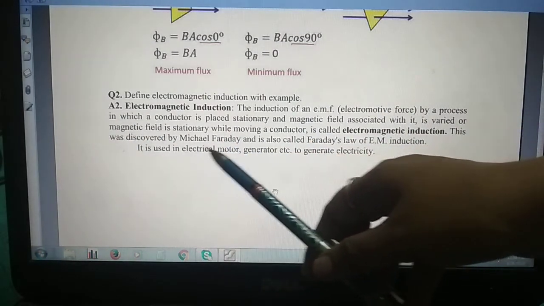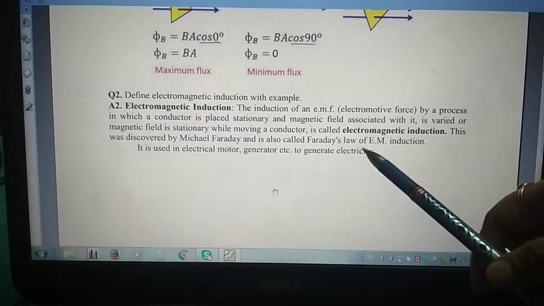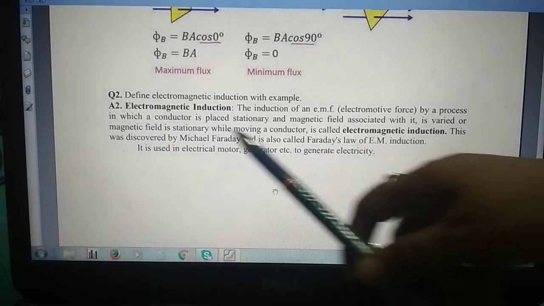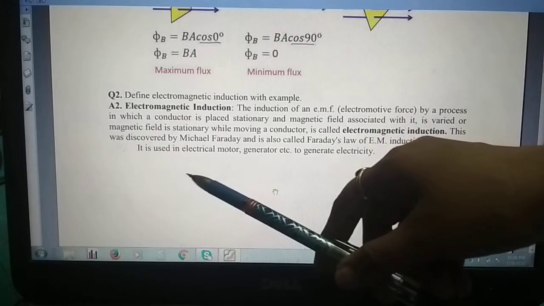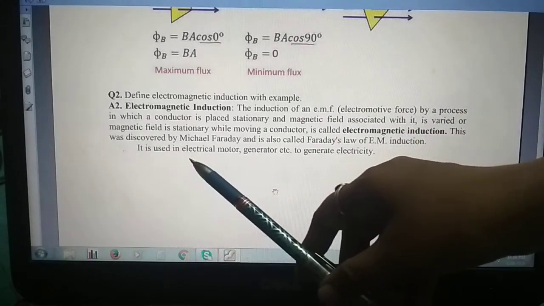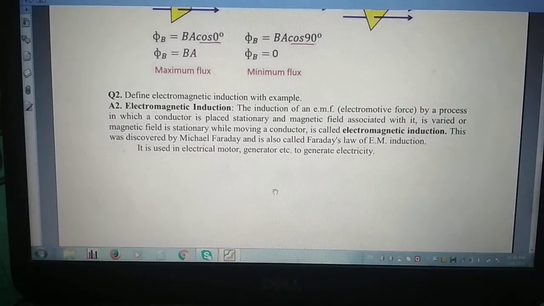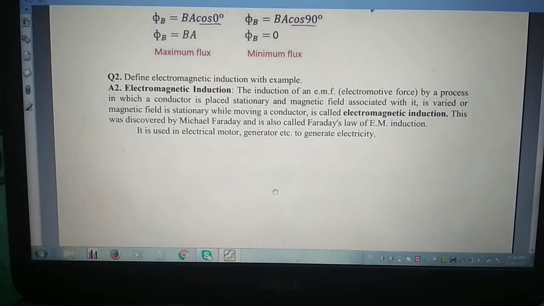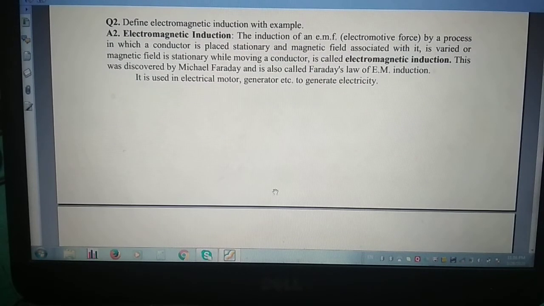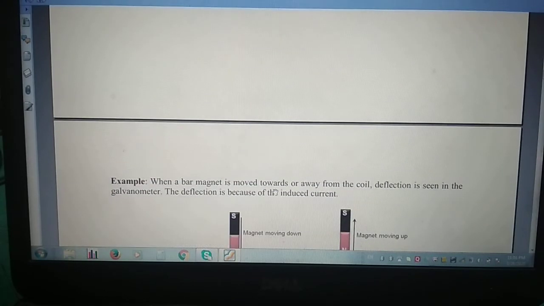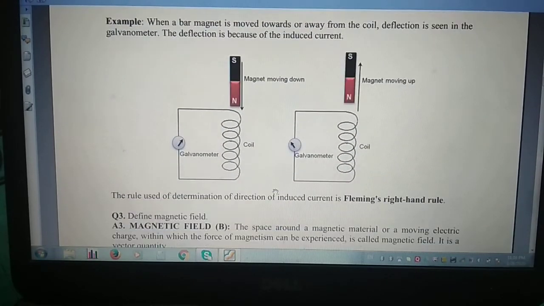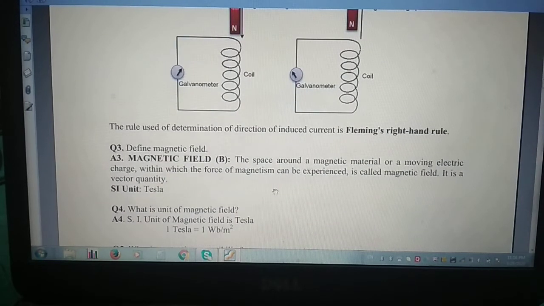This was discovered by Michael Faraday and is also called Faraday's law of electromagnetic induction. This phenomenon is used in many applications, a few of which I have written over here: electric motor, generator, etc., to generate electricity. So I am talking very briefly about electromagnetic induction. I am not going into an elaborate explanation as it is not mentioned in your syllabus, and if I go into detail, that will be a bit of a burden for you. So let us be specific about the syllabus.